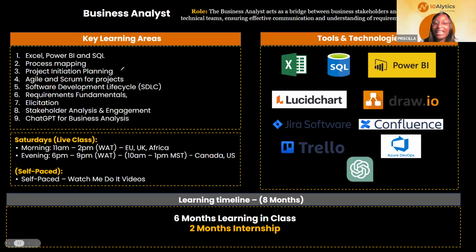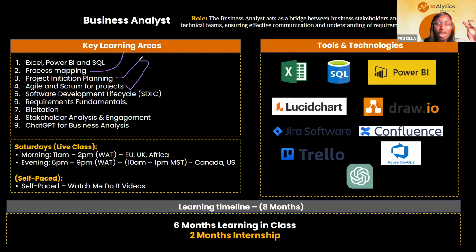Then you have project initiation, planning, as well as Agile and Scrum for projects. Now, as a business analyst, you get to recommend solutions. After fully understanding a process, looking for bottlenecks, loopholes, speaking to stakeholders and all of that, you would recommend a solution. And most of the times, the solutions you're recommending are projects that the company has to embark on. So if there's no project manager right there in the company, they're going to come to you. I mean, this was your idea. Can you manage it? So one thing we've done here at 10Alytics is to equip you with project management skills as well. Then we have the software development lifecycle, the requirement fundamentals, elicitation, stakeholder analysis and engagement, as well as ChatGPT for business analysis.